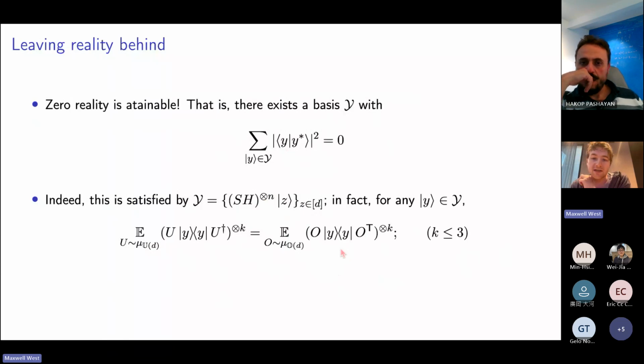Oh, but before I say that, if we recall, the dependence of the shadow protocol on our ensemble and on our measurement basis was basically through exactly this quantity when k is less than or equal to 3, right? It's actually even a little bit weaker. The dependence is on the sum over y of these terms, but they're equal for every y, so the sum is also equal.